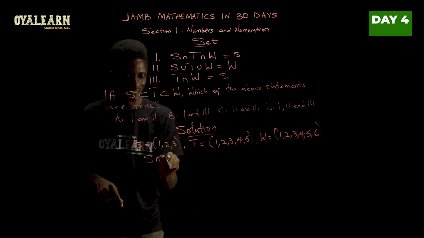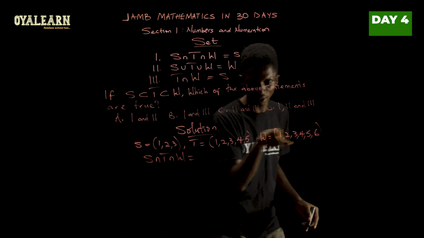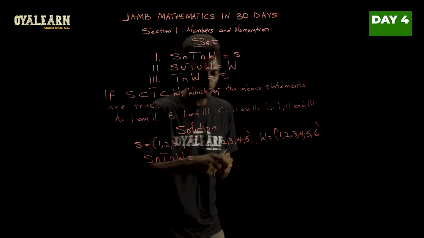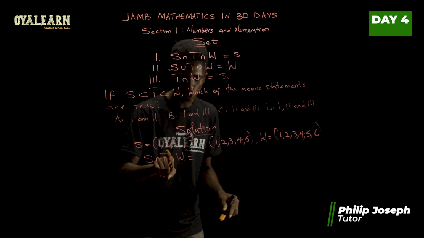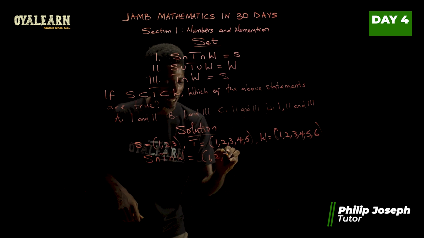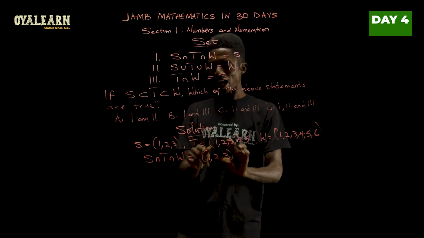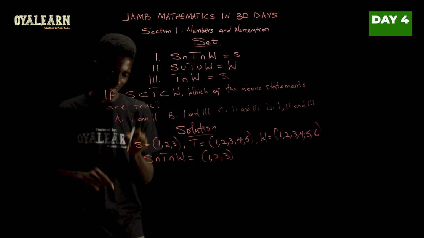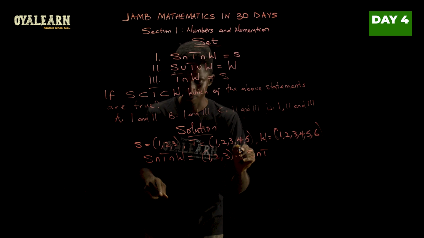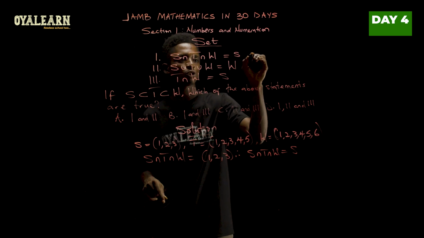S intersect T intersect W would be what? Now, using this that I've given here, we are going to look at what S, T, and W have in common. So the three sets all have 1, 2, and 3. That's the only things they have in common. 1, 2, and 3. Those are the only three things they have in common. And you see that 1, 2, and 3 are the subset of S. Therefore, we can say that S intersect T intersect W is S. So this statement is true.